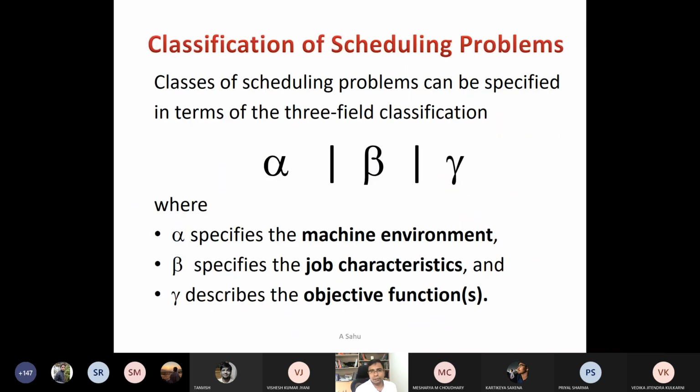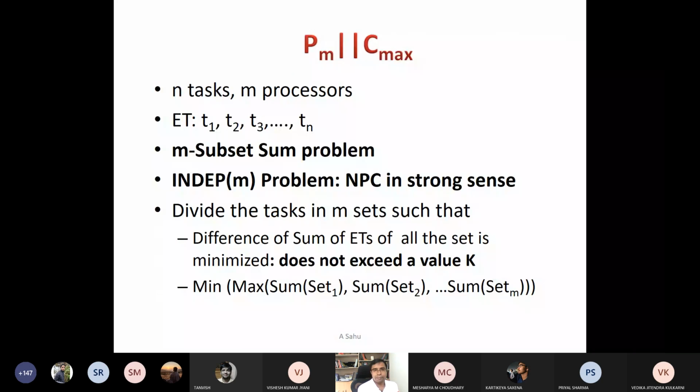This thing we have already discussed, the classification of scheduling problems. We divide the whole classification using these specifications: alpha, beta, gamma. Alpha specifies the machine environment, beta specifies the job, and gamma specifies what kind of objective function we want to optimize, minimize or maximize. And this thing you have already seen.